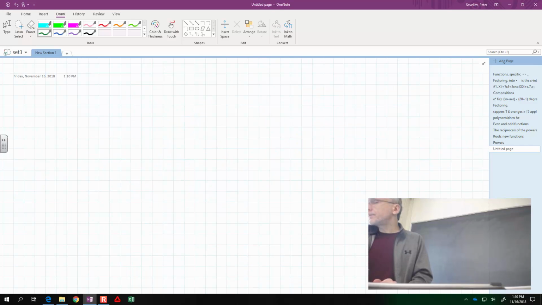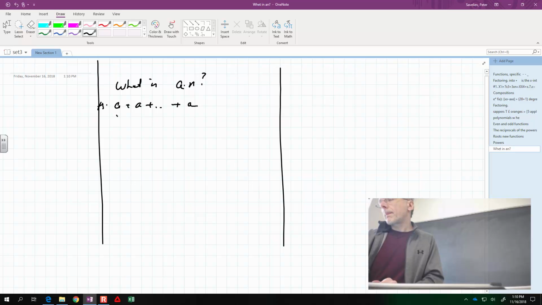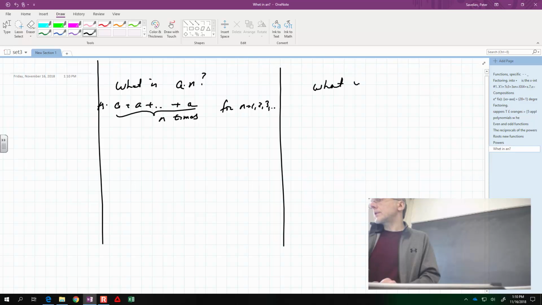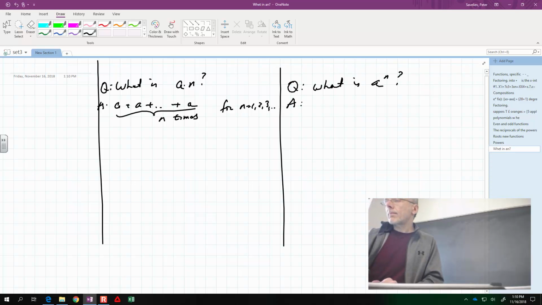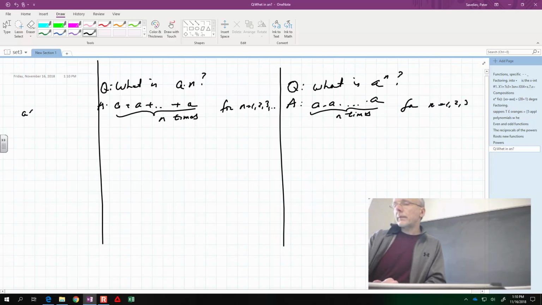What is a times n? A, n times. That is the answer for these values of n. What is a to the nth power? The answer is a times a times ... times a, n times, for once again n equal 1 to 3. So that's the abbreviation.